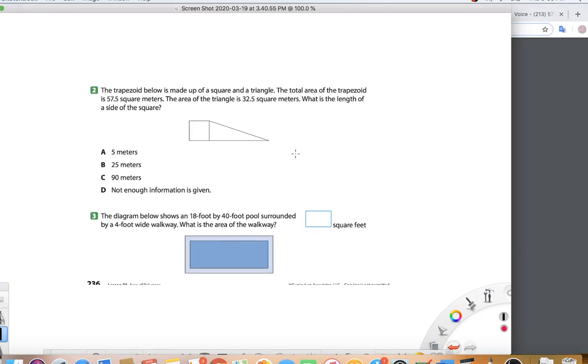Number 2 says the trapezoid below, so this whole figure, trapezoid, 1, 2, 3, 4 sides, is made up of a square and a triangle. The total area of the trapezoid is 57.5. The whole thing is 57.5. Now, the area of the triangle is only 32.5 square meters. So it's asking us, what is the length of one of the sides of this rectangle?